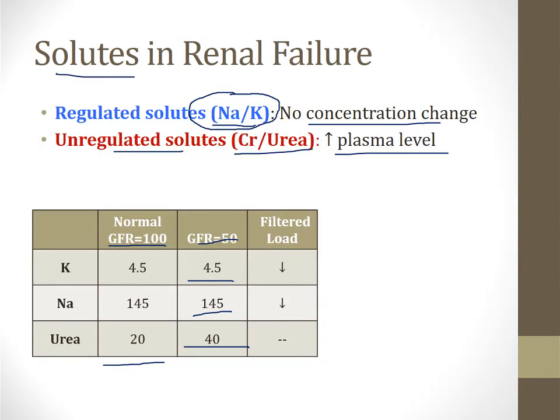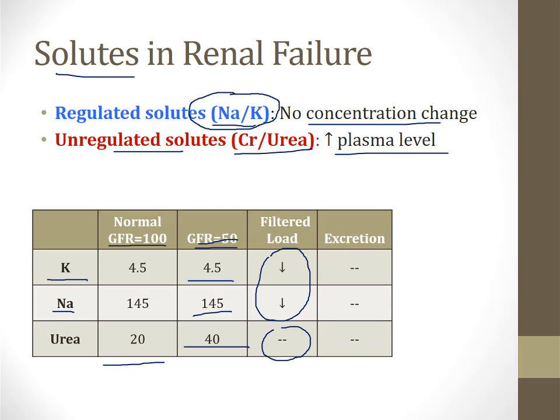This has consequences in terms of the filtered load. Remember, the filtered load is the GFR times the plasma concentration. So the filtered load for potassium and sodium is going to fall. That's because there's less GFR and the plasma concentration has not changed. However, the filtered load for urea is exactly the same. The GFR fell by half and the urea level doubled. In other words, the only way the kidneys can eliminate urea is through filtration, so they must maintain the filtered load. Potassium and sodium, the kidneys can secrete these substances or reabsorb less, therefore the filtered load is allowed to fall and the kidneys will manipulate the amount of secretion or reabsorption.